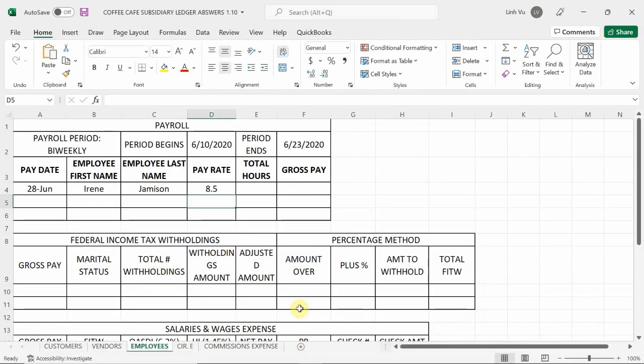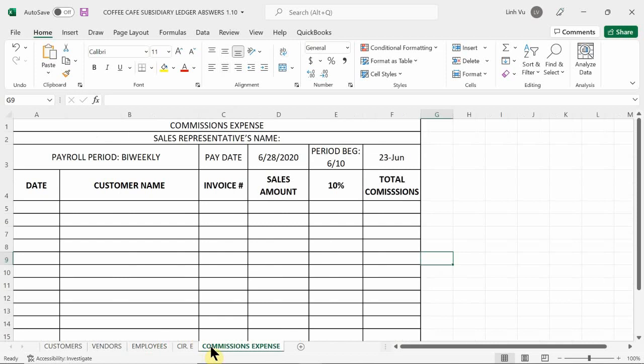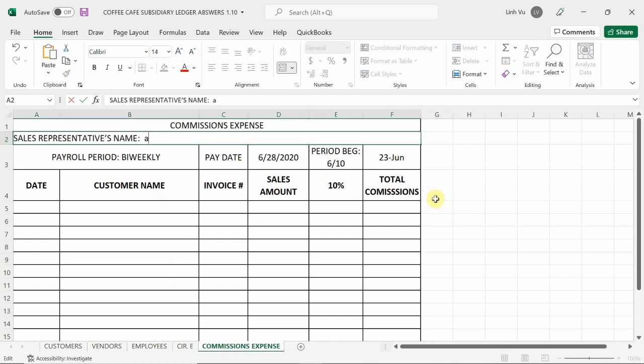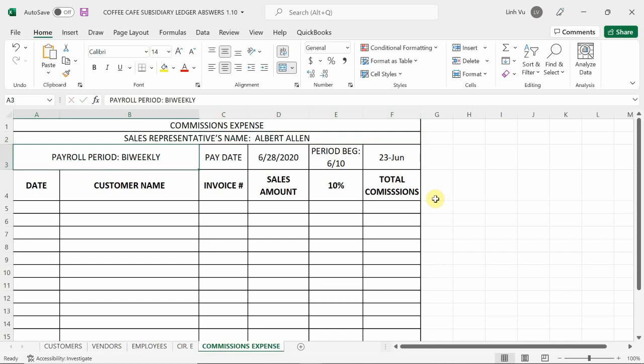So again, if I go to my subsidiary ledger once again, I do have employees, but I have a separate column for commissions, okay? And this commissions column is going to be right for Albert Allen. And of course, he's getting 10% of commissions, which is going to be whatever sales that he's earned.